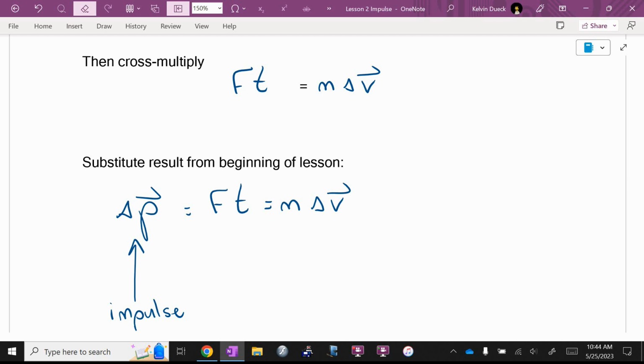Which ones do I use? Oh, if they give you or ask for a force and a time, you'll probably use the force and the time version. If they give you or ask for two different velocities, you'll probably use the one with the velocities in it. It's going to be fairly self-explanatory.